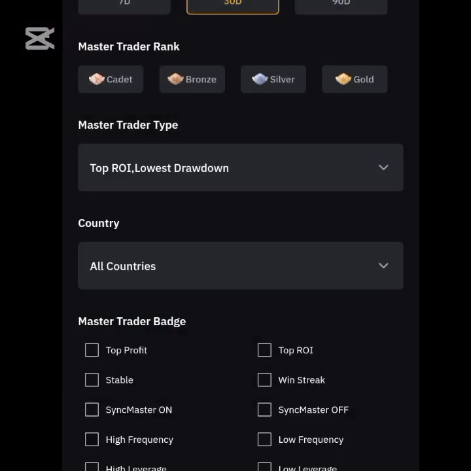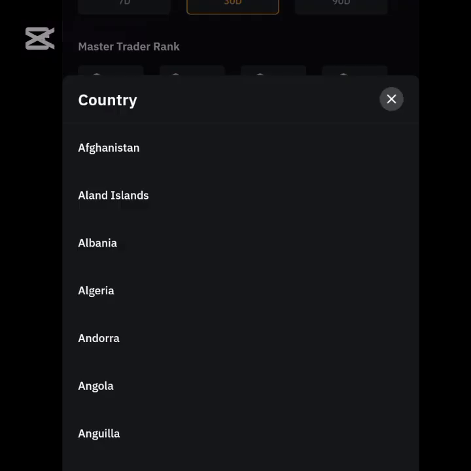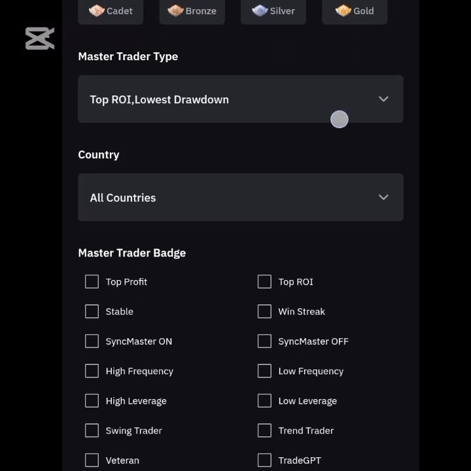So let me confirm. Now you can select the country, but I won't be selecting the country because it limits the type of traders that come up. So it's better I just leave it unchecked, you understand, to give more room for more people. So it doesn't really matter the country.